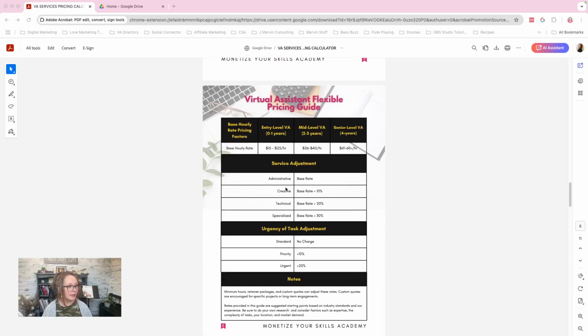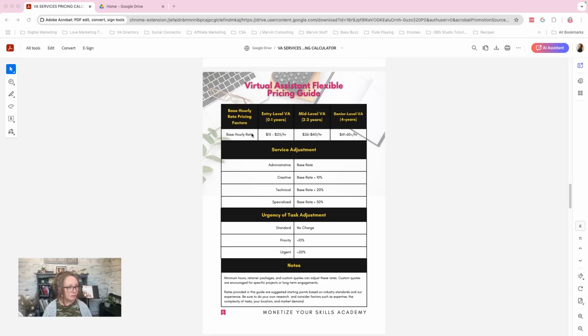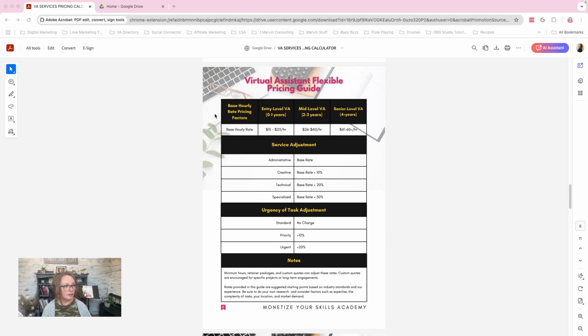All right, so here is also a little chart that I created about base hourly rate pricing factors, all right? Of course, it depends on your experience. If you're a new entry-level VA just starting out, yes, your rates are probably going to be a little bit lower. But if you're mid-level or you're a senior level, then you can start bringing those rates right up there, okay? And then we talk about, in the guide, service adjustment for some of the services that you're offering, right?